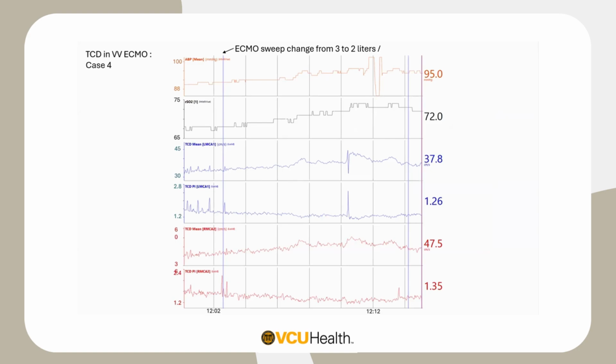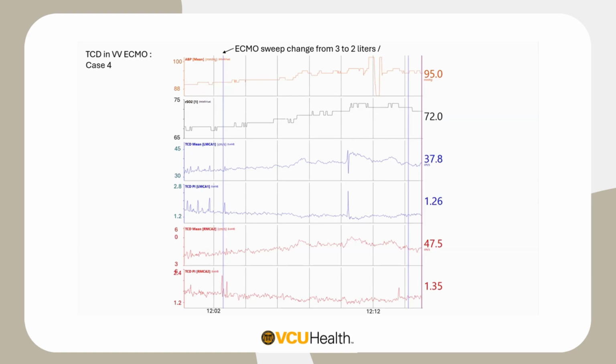We were doing continuous TCDs on her, and we noticed that for her age, her flow velocities were on the lower end at 47 centimeters a second. PIs were on the higher end, above 1.3. I think you can commonly see this in VV ECMO patients, but there are some signs of cerebrovascular resistance here, and her PaCO2 was on the lower end.